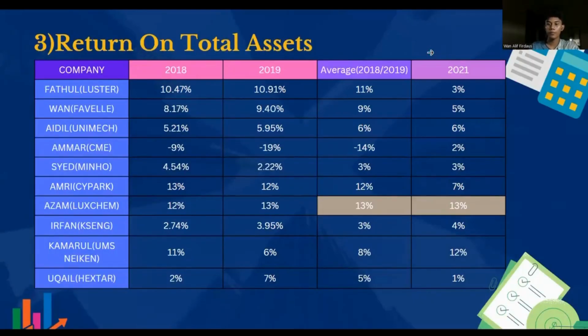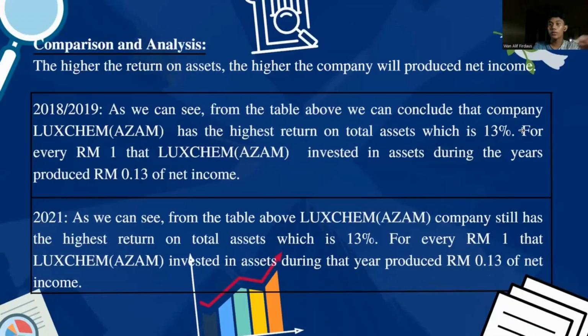For my part, I will talk about return on total assets, and I will make a conclusion. Which company produces net income the most from return on total assets? How do we conclude that? Basically, the higher the return on assets, the more net income the company will produce.